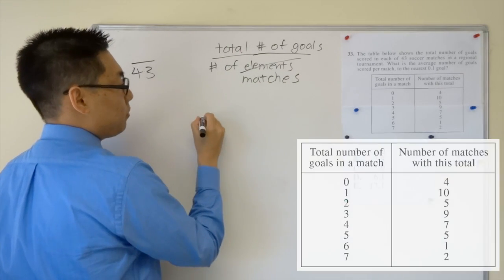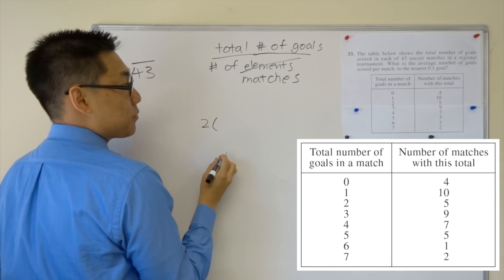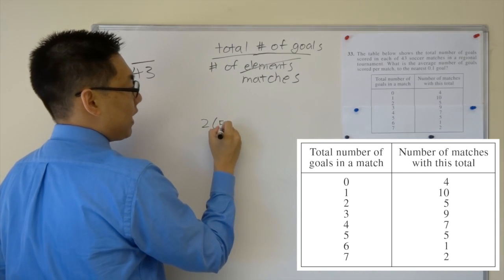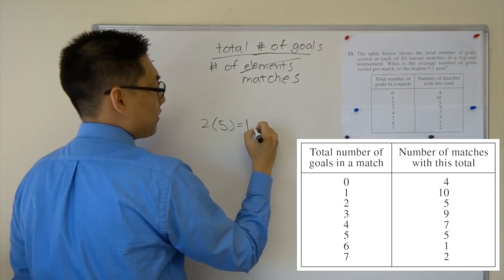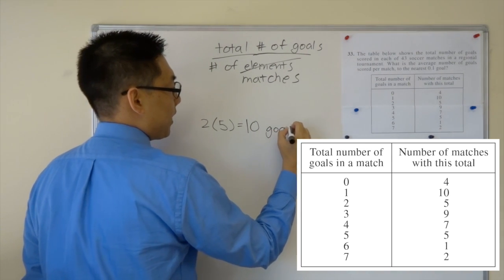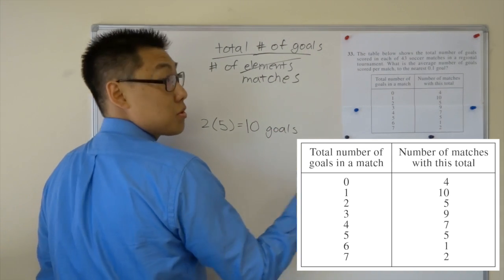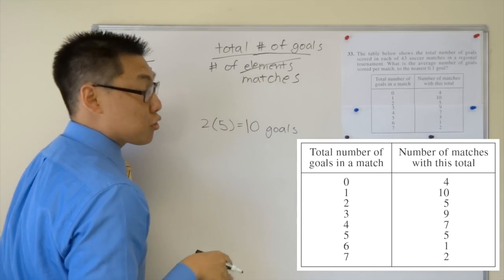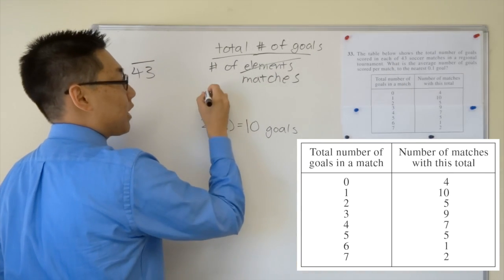So for the third row, since we have 2 goals in every match, and there are 5 total matches, that means you have 10 goals in those 5 matches, right? So we have to do a similar calculation for the rest. There is no shortcut way to do this, you just have to calculate it.